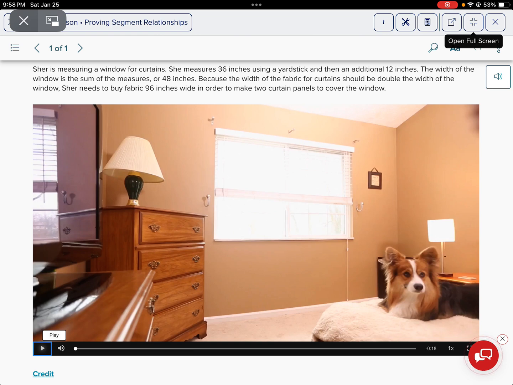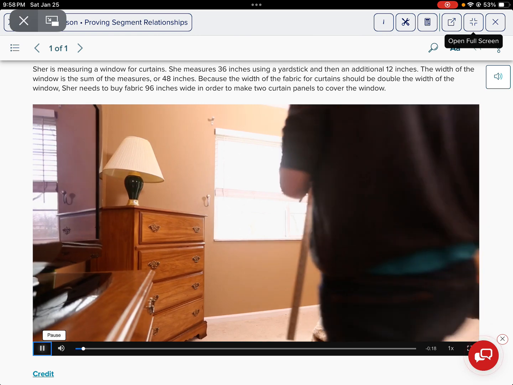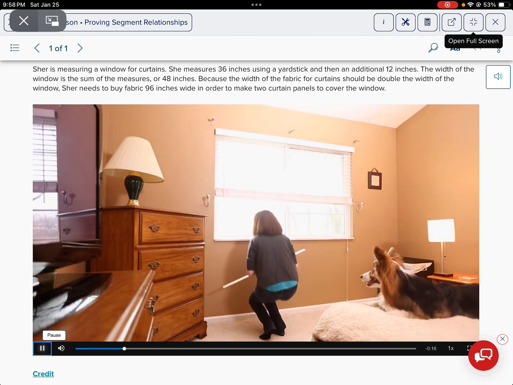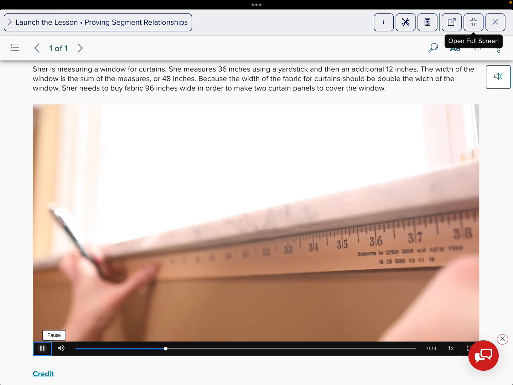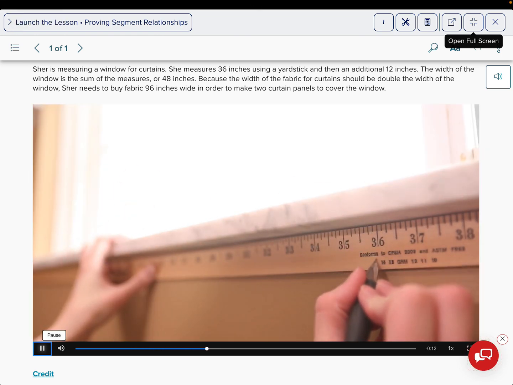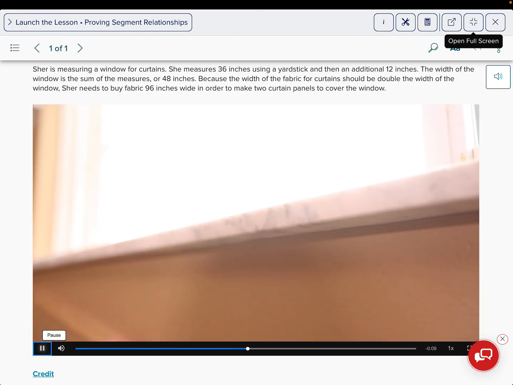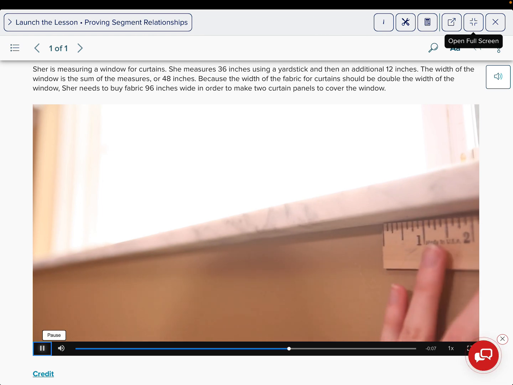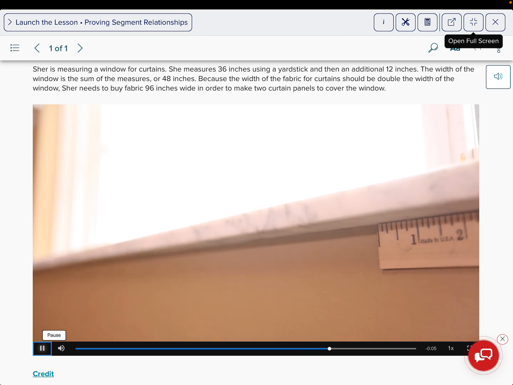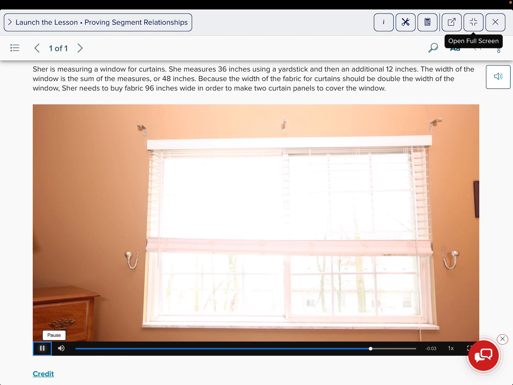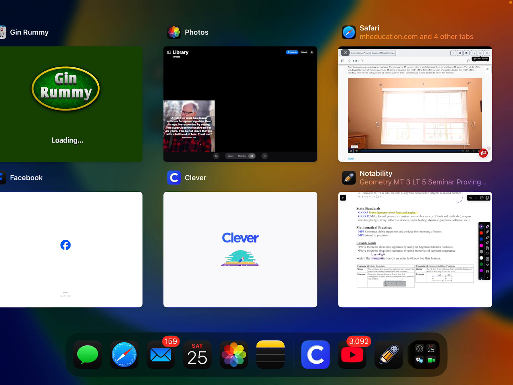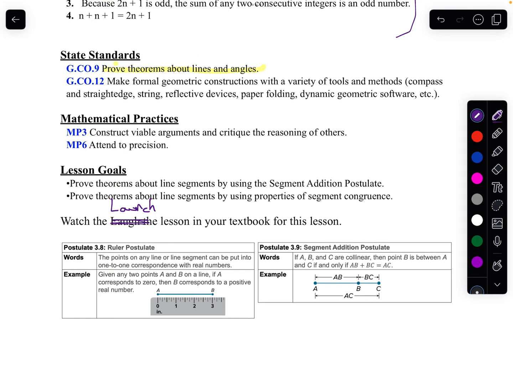Okay, so what we have here is Cher, and she's measuring the window for curtains. So we notice first she measures 36 inches, and then she measures an additional 12 inches. So the width of the window is going to be those two added together, which is 48 inches. Because she wants two curtains, she's going to double that for 96 inches. What she used there is the ruler postulate.